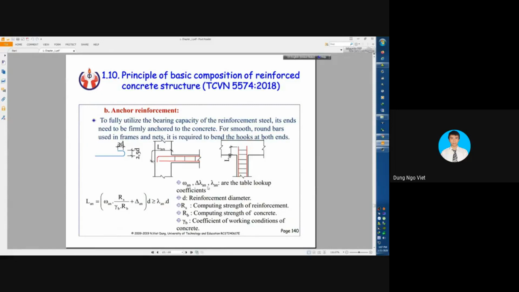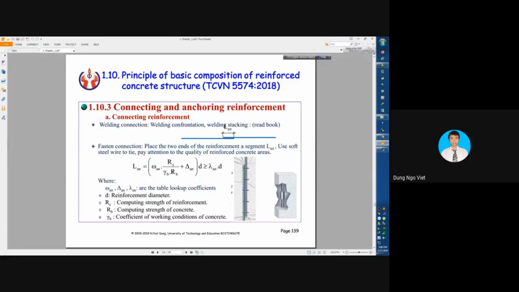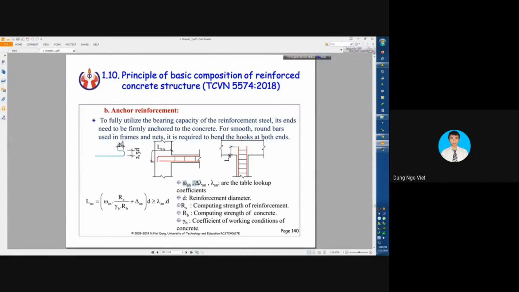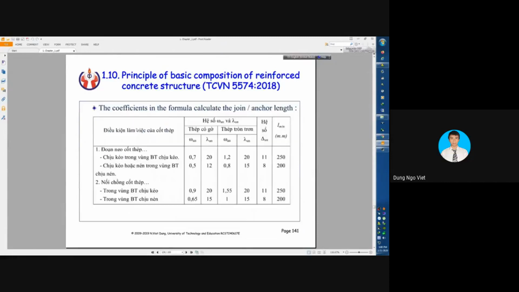For smooth round bars used in frames and nets, it's required to bend the hooks at both ends. Here, for the smooth round bars, it's required to bend the hook. This is the hook, bent at the ends. And this formula is similar to the previous one, and those coefficients are looked up from this table.